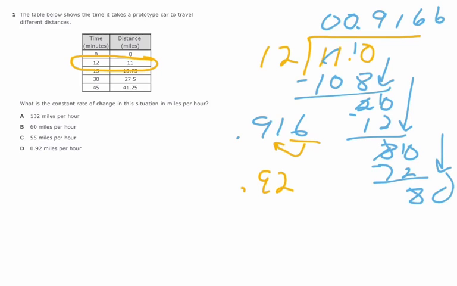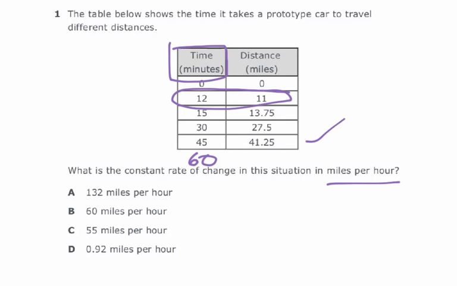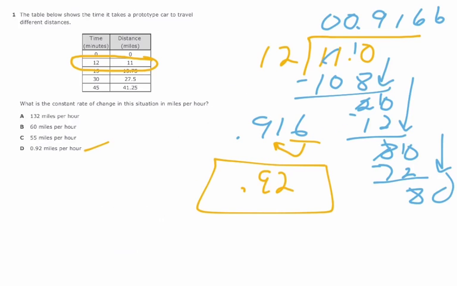Now 0.92 is in the answer choices, but that's not what they're asking us. They're asking what's the constant rate of change in this situation in miles per hour. Well, this is miles per minute. They're going 0.92 miles per minute. So if we go back, there's 60 minutes in an hour. We're just going to take 0.92 and multiply it by 60. I'll put 60 there, I'll put 0.92 there. We'll multiply this out.